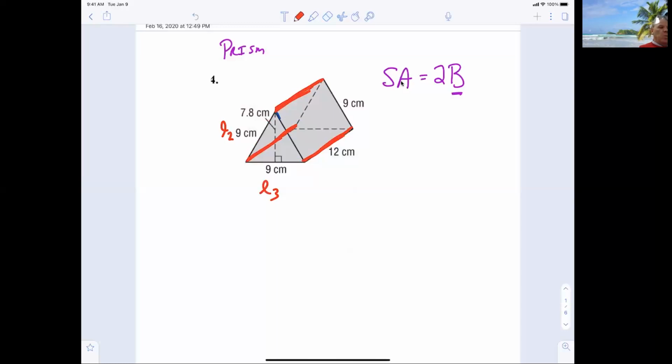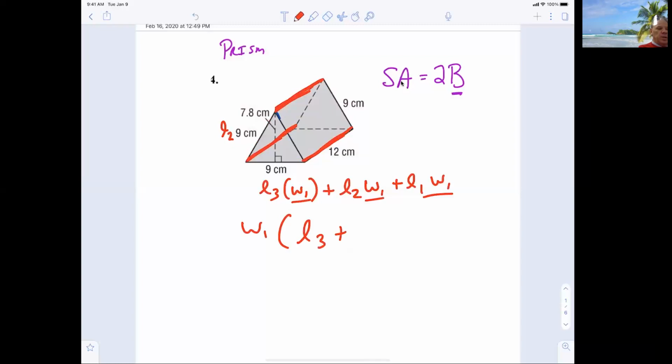All right, so if I wanted to, I could say it's L3 times W1 plus L2 times W1 plus L1 times W1. Does everybody agree with that? That would be the area of all 3 of those rectangles. Do you have any issue with that? Now, what's common here? W1. All right, so if I factor out W1, that leaves me with L3 plus L2 plus L1. What is L3 plus L2 plus L1 called?